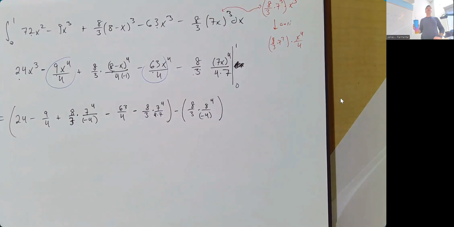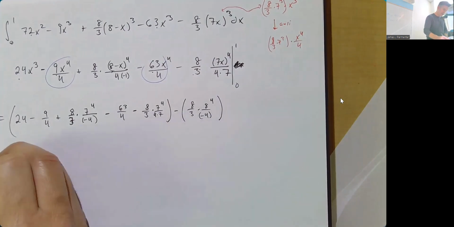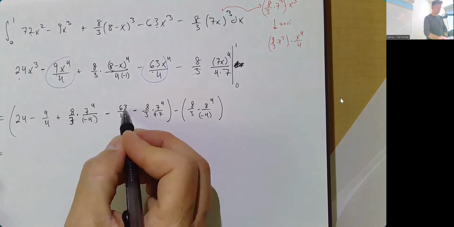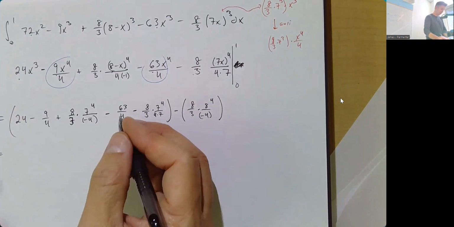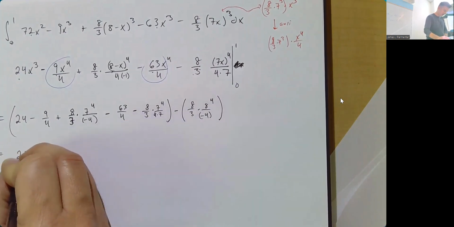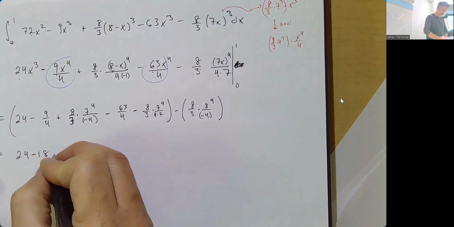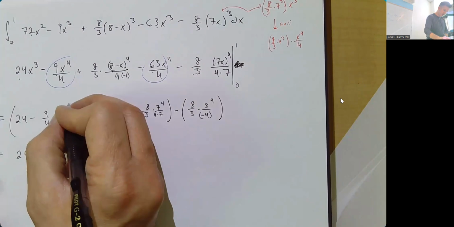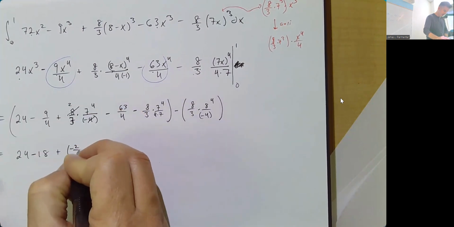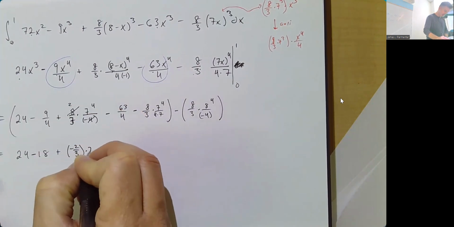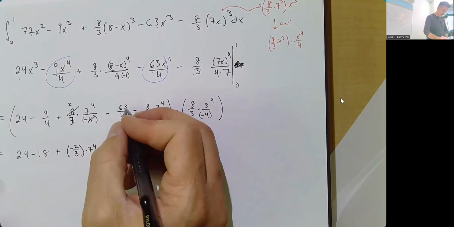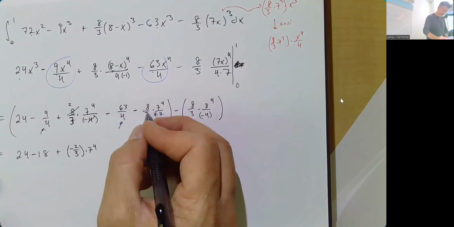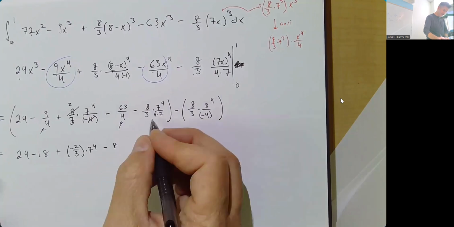And I would leave it like that. Okay, that's a lie. I would mostly leave it like that. I would probably rewrite this as a negative 9/4 and negative 63/4 was negative 72/4, which is negative 18. So I'd probably write this as 24 minus 18 plus, I'd probably simplify this as negative 2/3 times 7 to the 4th. It dealt with that. Minus 8.